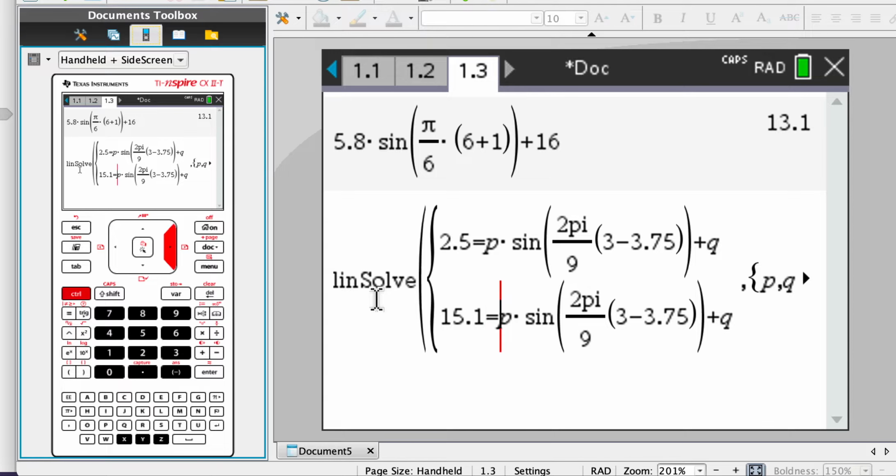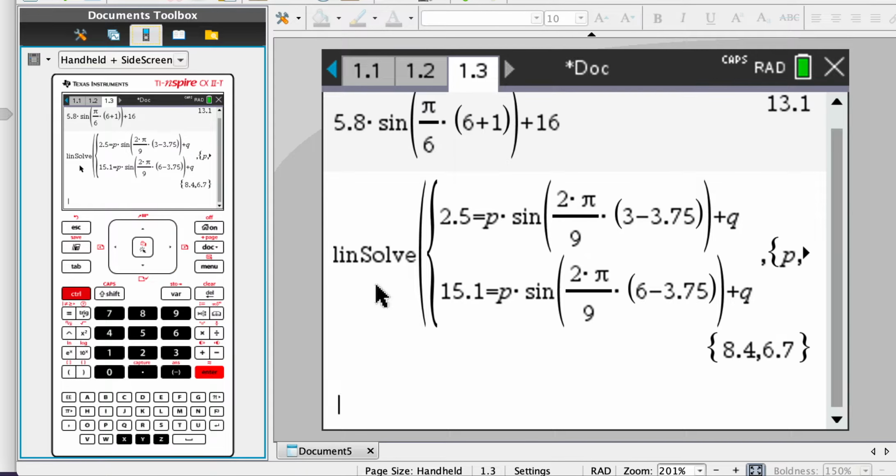15.1, and this one changes to a 6. So hopefully this is written properly. Maybe double check it quickly. And here we get P is equal to 8.4, and Q is equal to 6.7. Okay, so that is that.